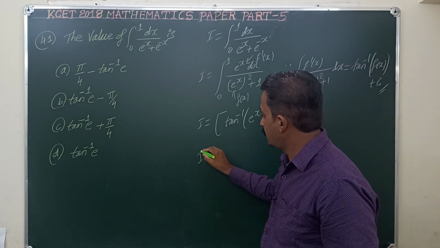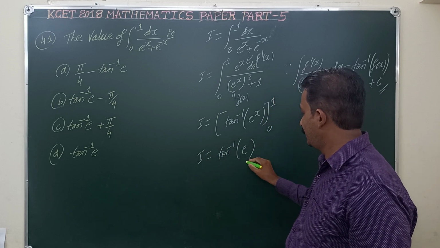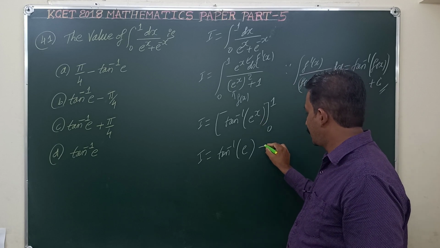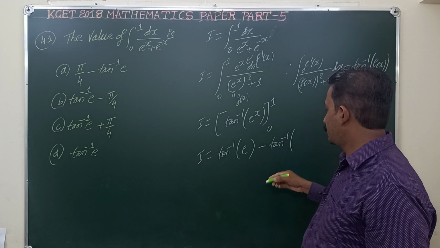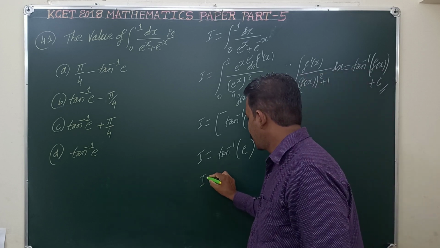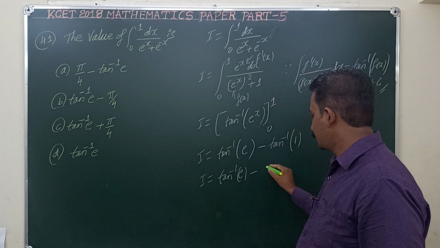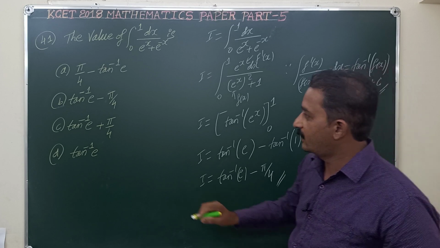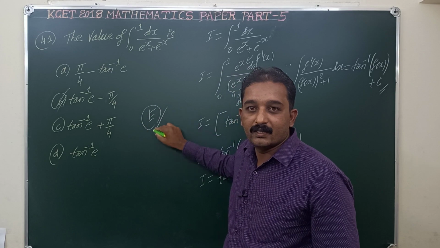So I is equal to tan inverse of e^1, that is e, the upper limit, minus tan inverse of e^0, which is 1, the lower limit. So it can be written as tan inverse of e minus tan inverse 1, which is pi by 4. So the answer of this question is tan inverse e minus pi by 4. This is an easy question. All the students can solve this question easily.